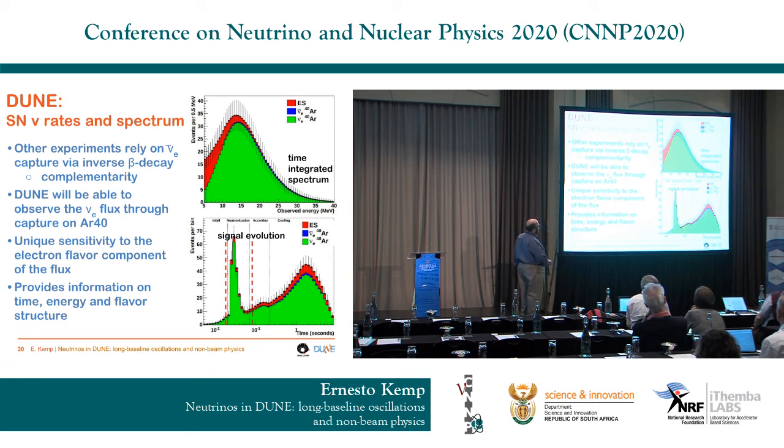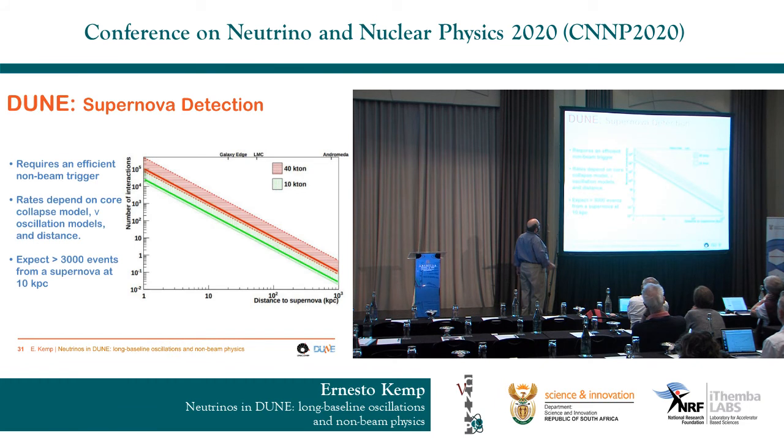This is the counting rate in time, and it's possible to see that, different from other detectors that are sensitive to inverse beta decay, the ability of DUNE to tag the electron neutrino events gives us a very interesting feature to observe the neutronization burst. And okay, so this is the total number of events expected as a function of the distance to the supernova.